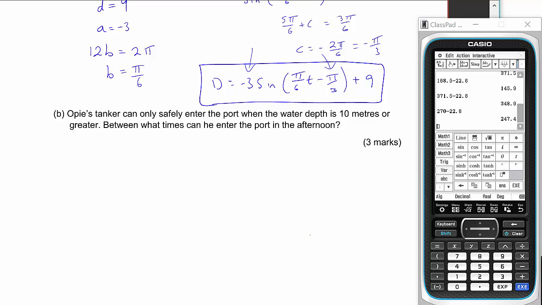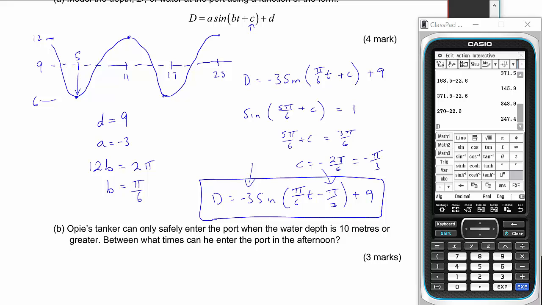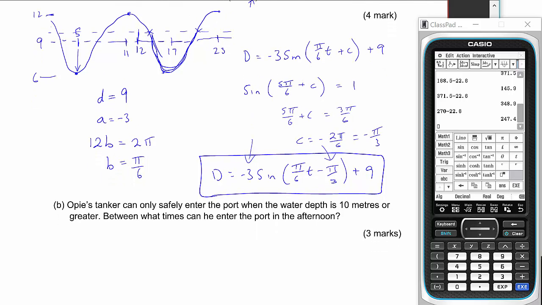Okay, so for this next bit, the tanker can only safely enter the port when the water depth is 10 meters or greater. Between what times can he enter the port in the afternoon? So 10 is going to be sort of here. So what we want to do is find all these intersection points. And so he can't enter between those two times there. So in the afternoon, the afternoon starts at 12. So we'll have to see what happens when we graph it.